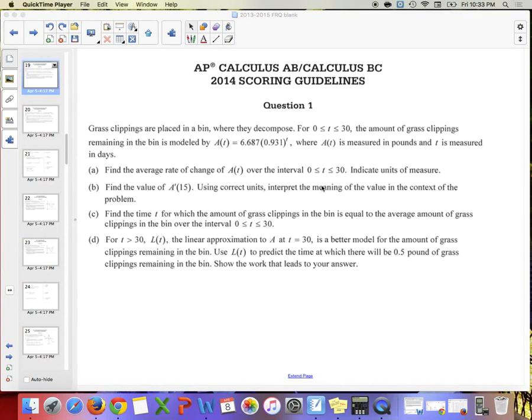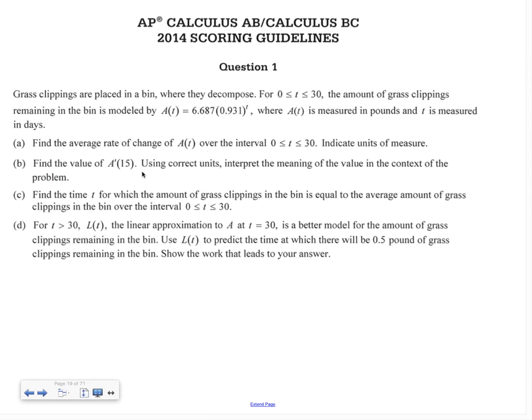In this video, I will be doing all of the 2014 free response questions from the AP Calc exam. Question number 1. It says grass clippings are placed in a bin where they decompose. For time 0 to 30, the amount of grass clippings remaining in the bin is modeled by A of t equals 6.687 times 0.931 raised to the t, where A of t is in pounds and t is measured in days. Find the average rate of change of A of t over the interval 0 to 30.